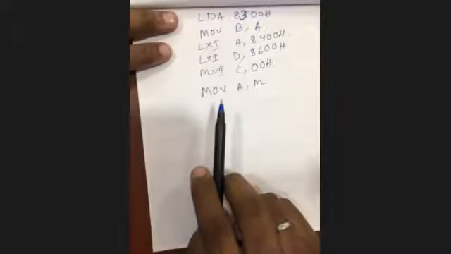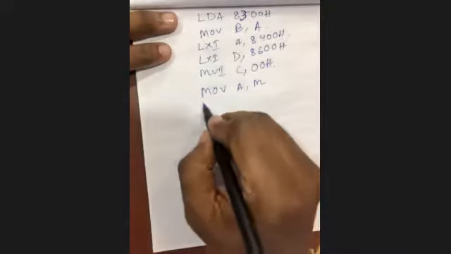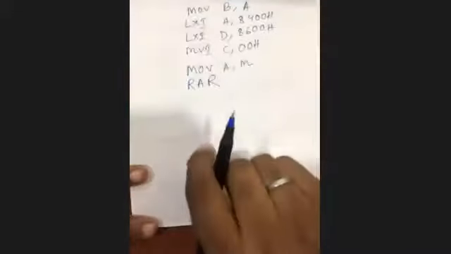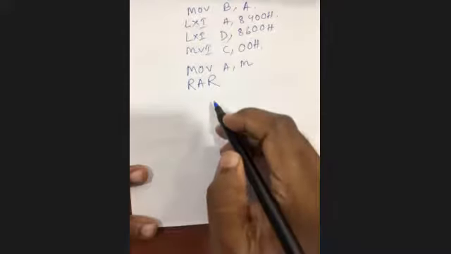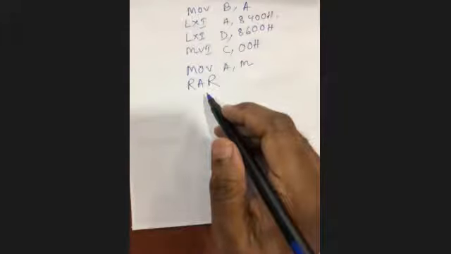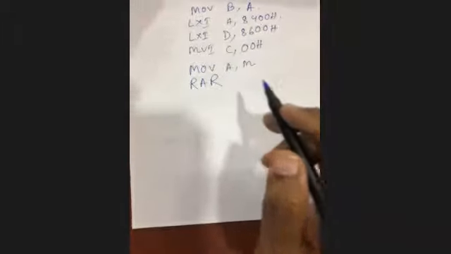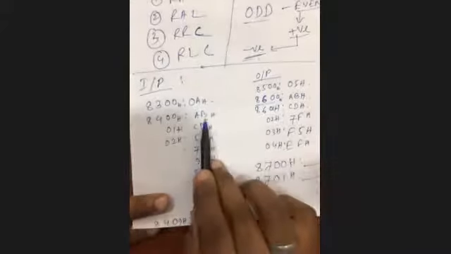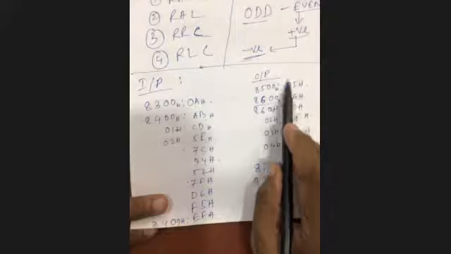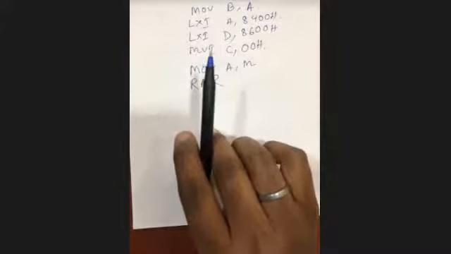How? We will use which instruction? RAR, exactly. After RAR, if the carry flag is set, then it is an odd number. So if the carry flag is set, then this number will be stored over here, and since an odd number is found, C will be incremented by 1 and this number will be stored in 8600H.